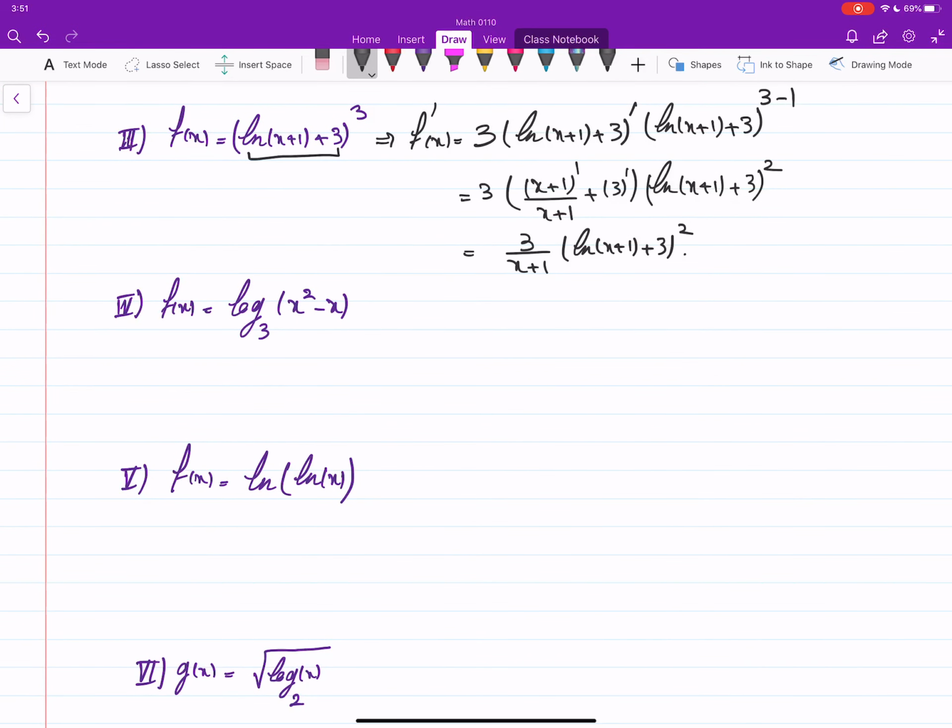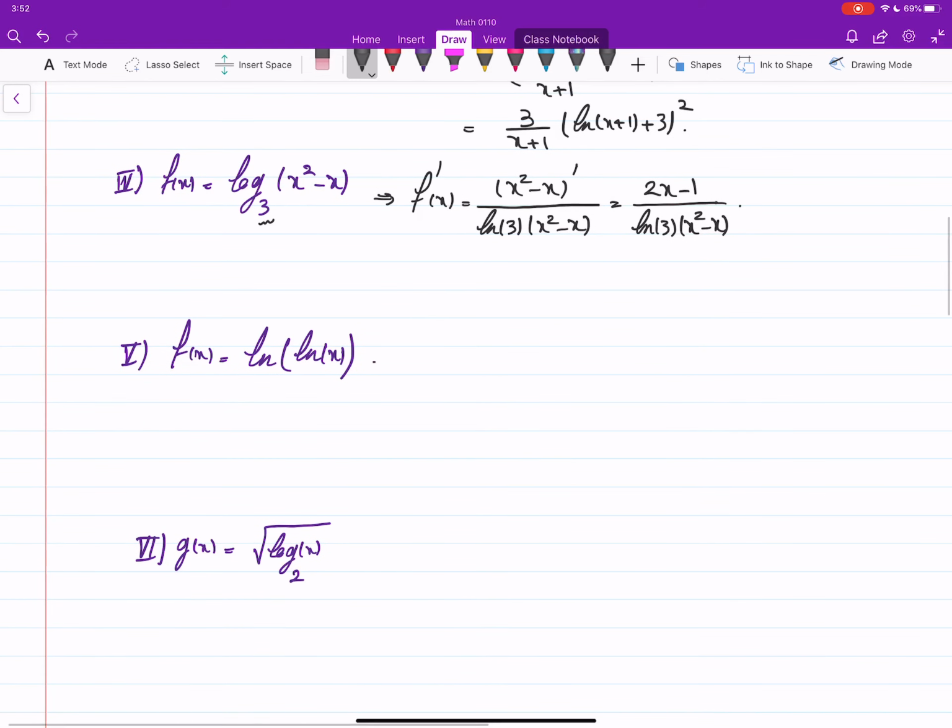How about this guy here? Log of x squared minus x base 3. Well, the derivative of log of some function would be the derivative of that function over the function itself. But since the base is general, not the exponential, the e, Euler's number, we have to multiply the denominator by ln of that number. Okay, so this is 2x minus 1 over ln 3 times x squared minus x.